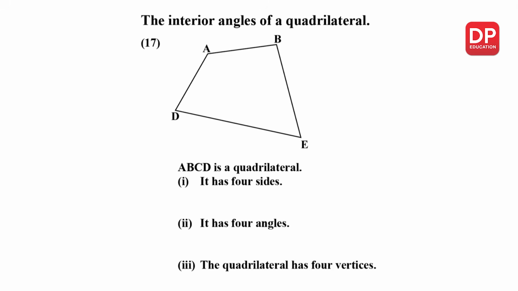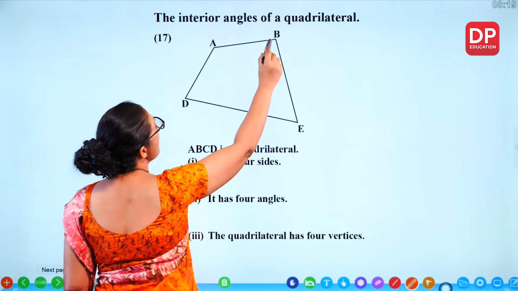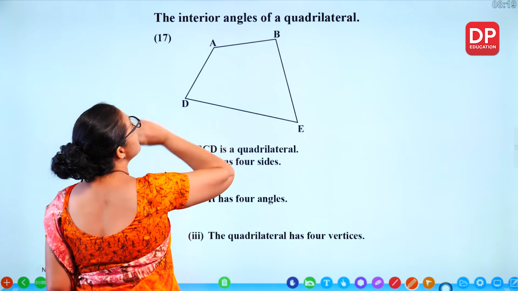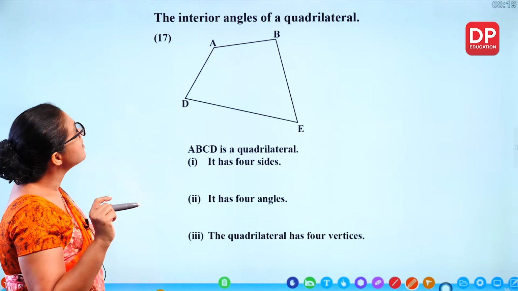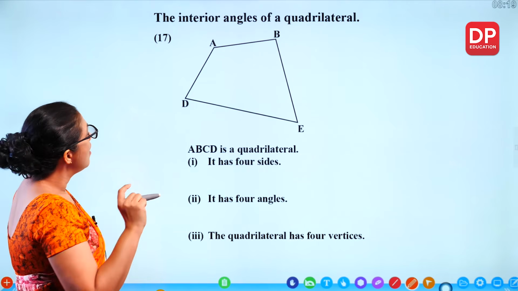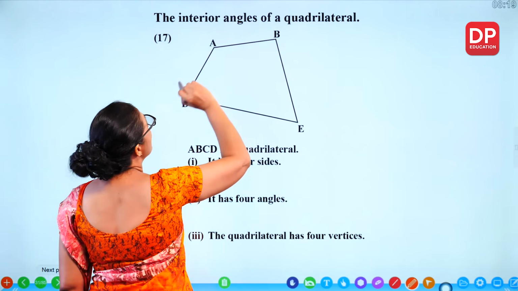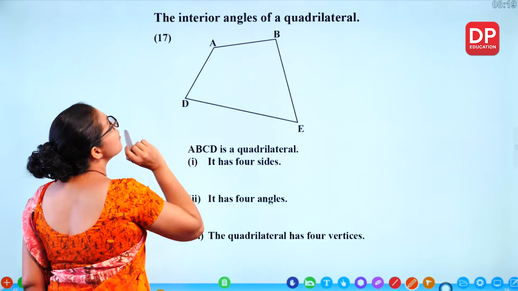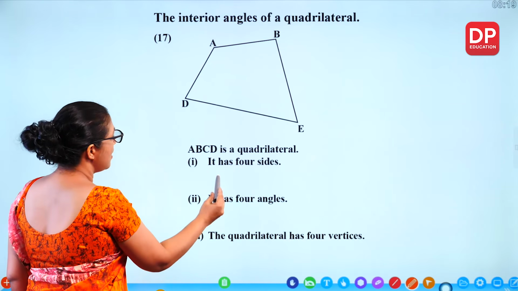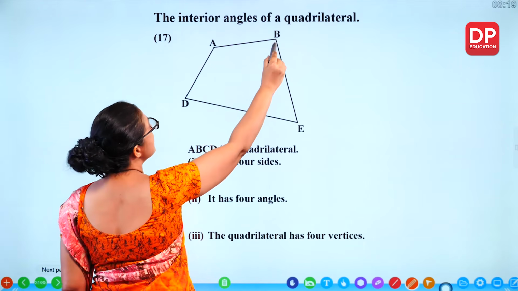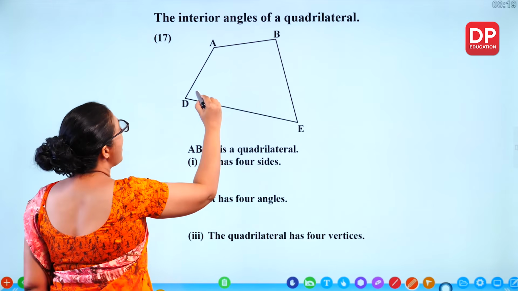Now we'll take a quadrilateral. So what's this shape? Four-sided polygon. That's called a quadrilateral. So what are the interior angles? What are interior angles of a quadrilateral? We get four sides, four angles.